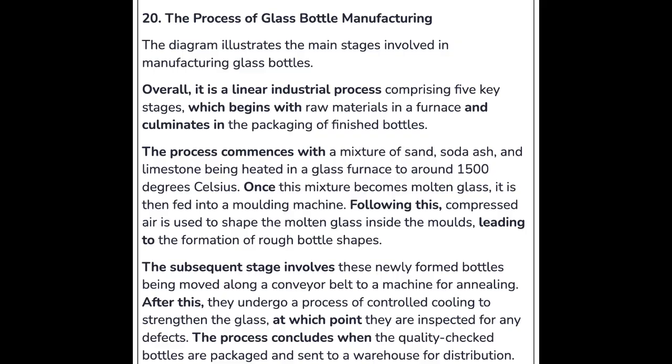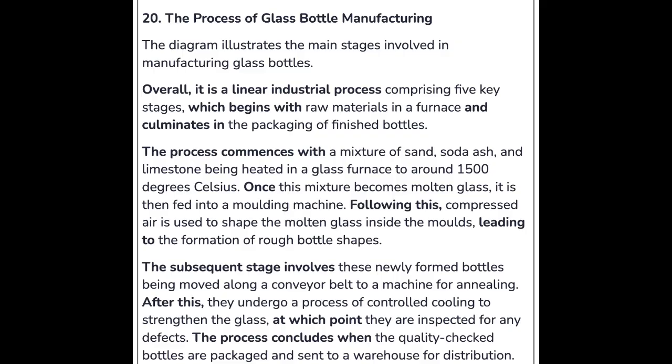The process commences with a mixture of sand, soda ash, and limestone being heated in a glass furnace to around 1,500 degrees Celsius. Once this mixture becomes molten glass, it is then fed into a molding machine. Following this, compressed air is used to shape the molten glass inside the molds, leading to the formation of rough bottle shapes.